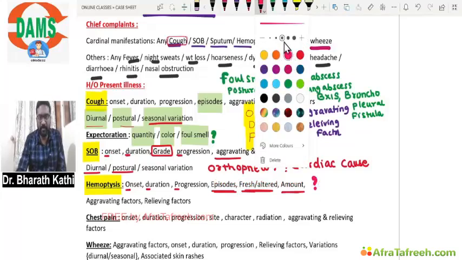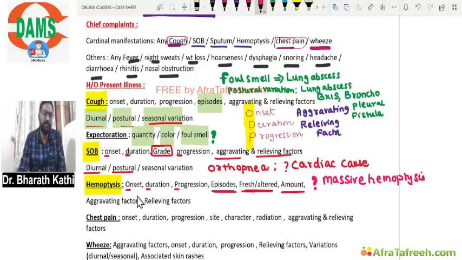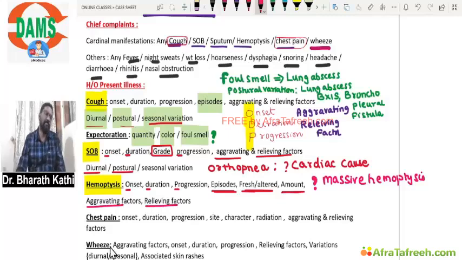So what is meant by massive hemoptysis? Their amount is very, very important. So what is this massive hemoptysis? This I will discuss today under the topic hemoptysis. Then, are there any aggravating factors or relieving factors?